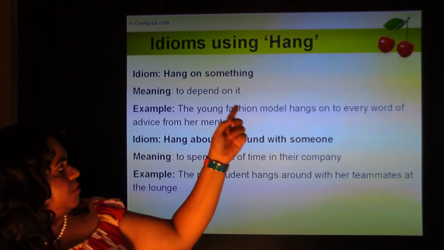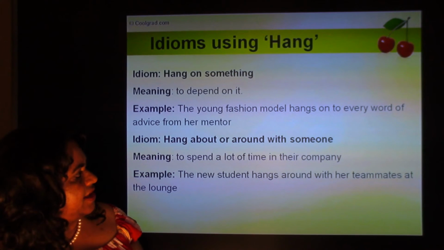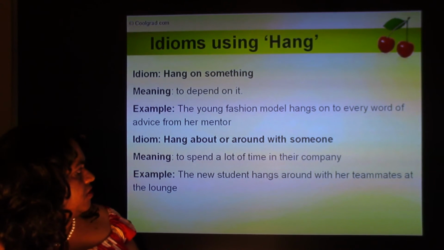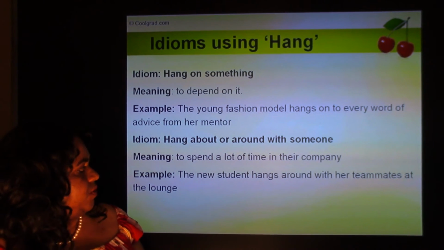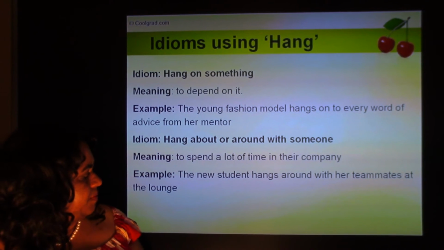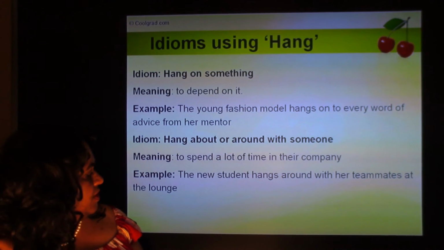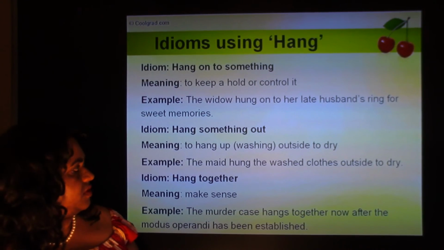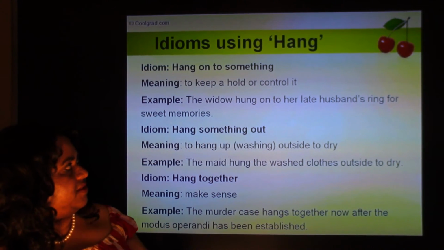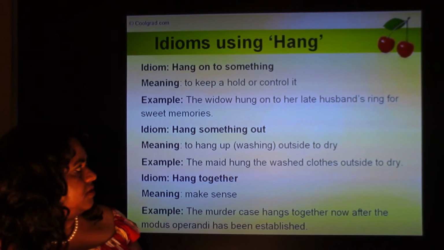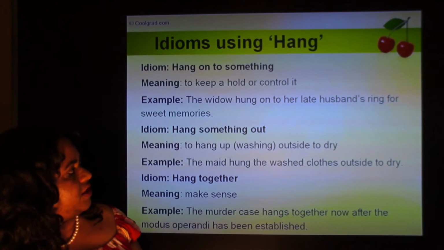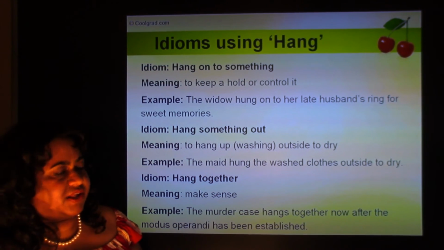Hang on something means to depend on it. The young fashion model hangs on to every word of advice from a mentor. Hang about or around with someone means to spend a lot of time in their company. The new student hangs around with her teammates at the lounge. So hang on to something means to keep a hold or control of it. The widow hung on to her late husband's ring for sweet memories.